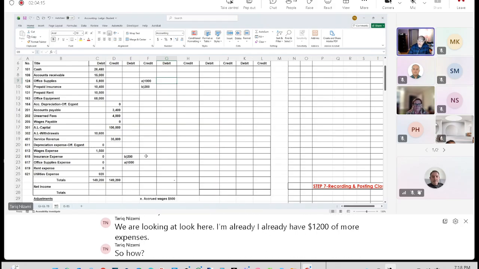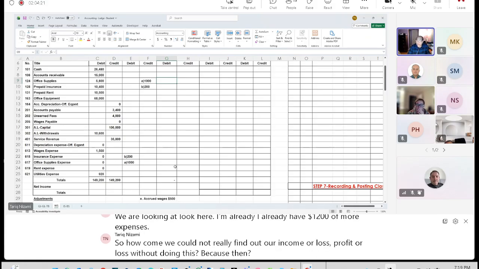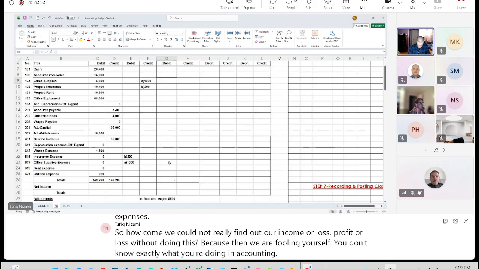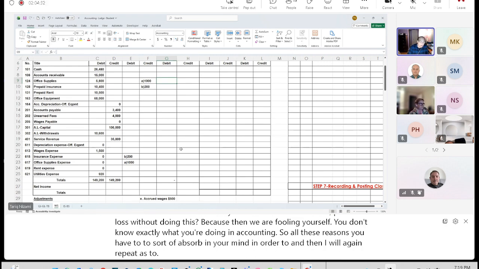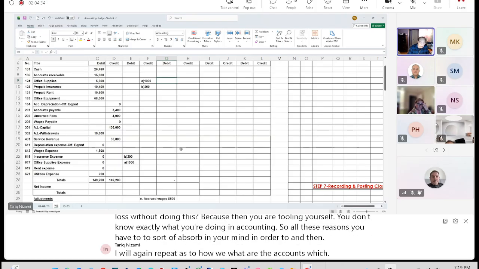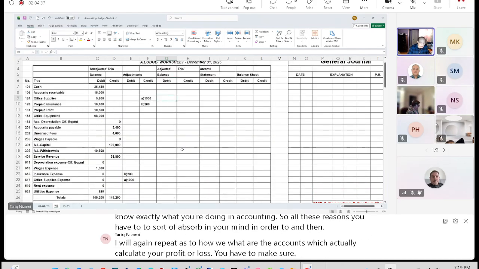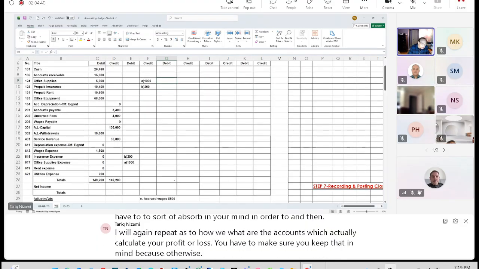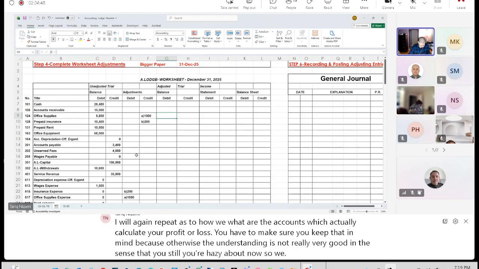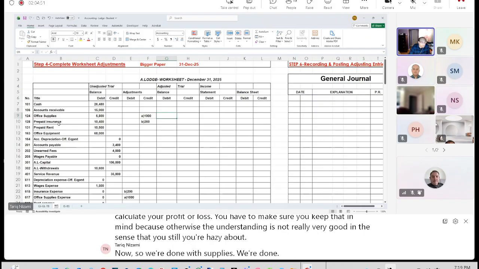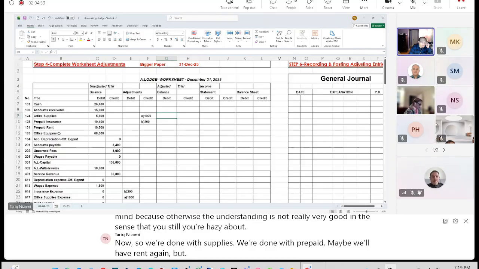So how could we really find out our profit or loss without doing this? Because then you are fooling yourself. You don't know exactly what you're doing in accounting. So all these reasons you have to absorb in your mind, and then I will again repeat which accounts actually calculate your profit or loss. You have to make sure you keep that in mind, because otherwise the understanding is not very good, in the sense that you're hazy about it. Now, we're done with supplies. We're done with prepaids. Maybe we'll have rent again, but then we have fixed assets.